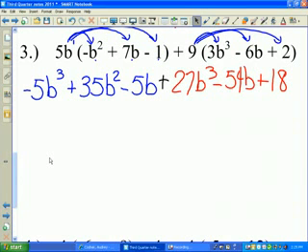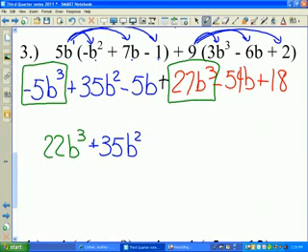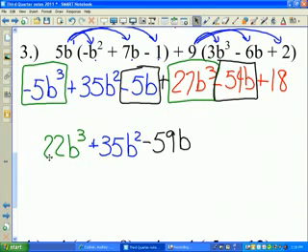Well, guess what? Do you have like terms? So for the most part, I have a negative 5b cubed here, and I have a 27b cubed. If I combine those two, I'm actually going to get 22b cubed. Notice I didn't do anything with the exponents, because when I'm adding and subtracting, the only thing that the exponents are doing is helping me to pair things up. So now, do I have anything for b squared? Just the 35b squared. Okay. How about my b's? Well, it looks like I have a negative 5b and a negative 54b. So if I combine those, I get negative 59b. And then what's left over will be my plus 18.